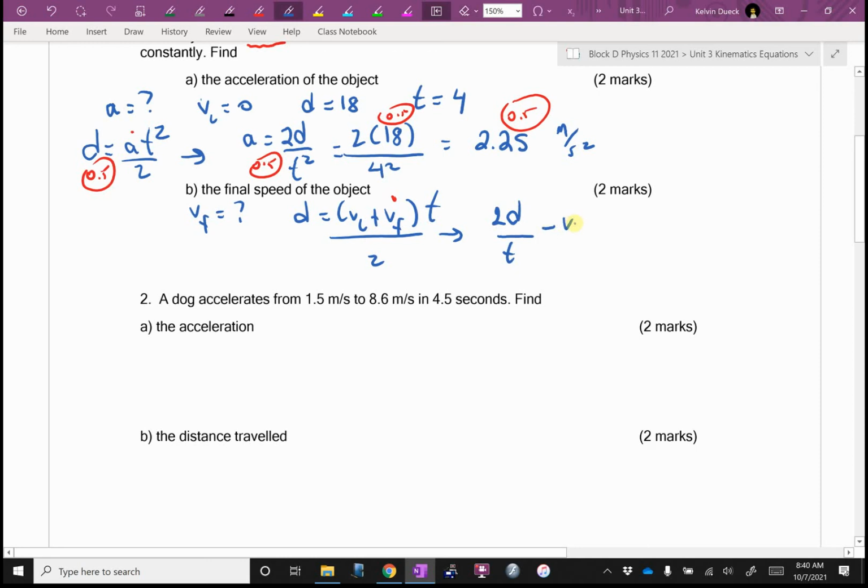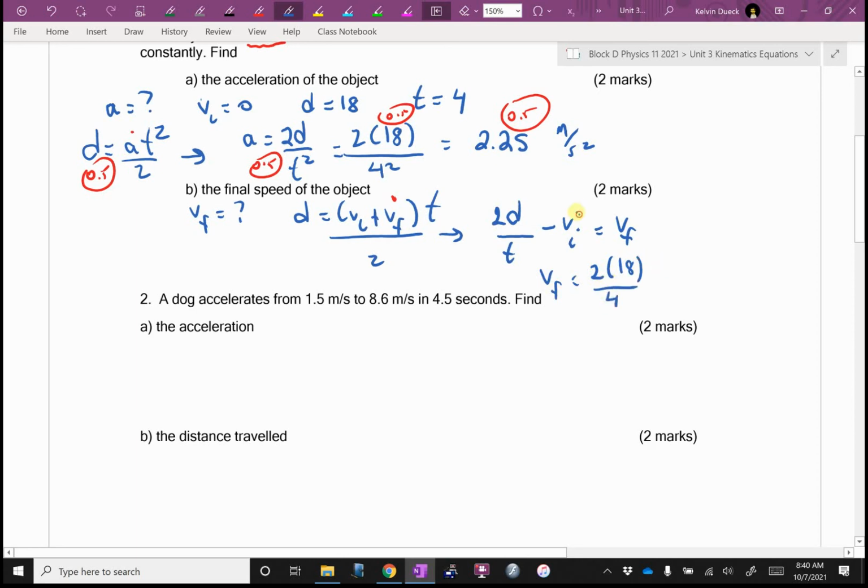Minus. I think I said, how would I move the VF over? I want the VF by itself. I want to minus the VI. That equals VF. That's the equation that I would probably use if I just wanted to make sure that I wasn't using an answer to find an answer. Again, if you used VF equals VI plus AT, if you got A right, you will get B right, and I'm fine with that. I'm going to get VF equals 2 times 18 divided by 4.